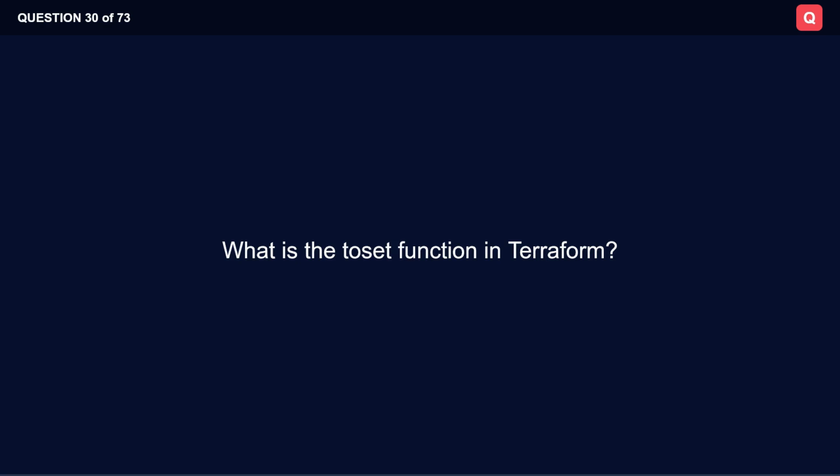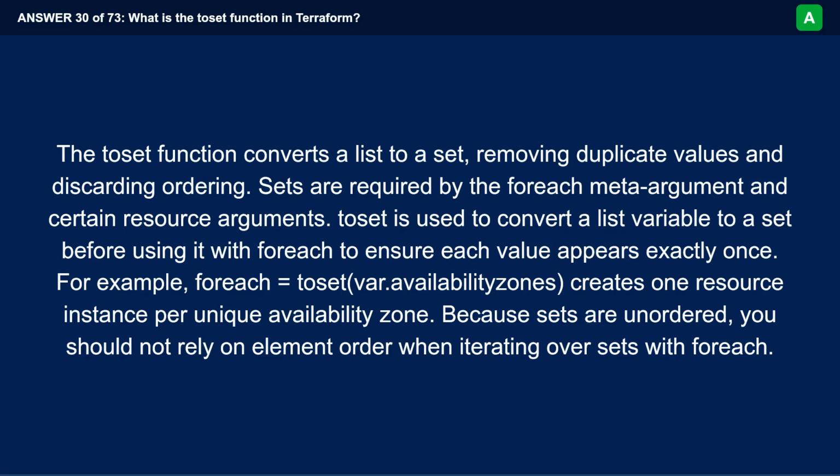What is the toset function in Terraform? The toset function converts a list to a set, removing duplicate values and discarding ordering. Sets are required by the for_each meta-argument and certain resource arguments.